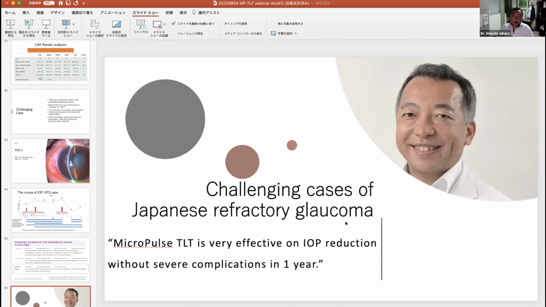So this is my final statement. MicroPulse TLT is very effective on IOP reduction without severe complications in 1 year. So thank you very much.